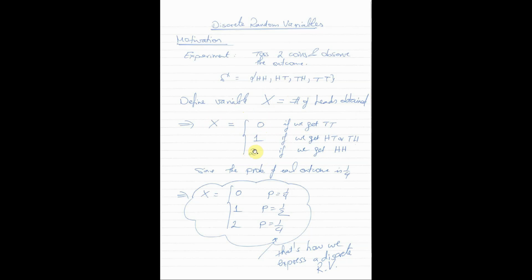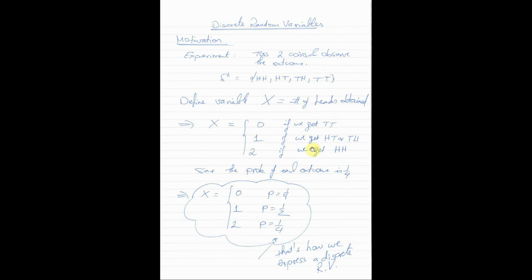So in other words, so that we are complete, what is the probability that x is 0? And what is the probability that x is 1? And what is the probability that x is 2? That obviously depends on the experiment. So when is x equal to 0? When we get tail-tail. What was the probability of tail-tail? It was 1 over 4.